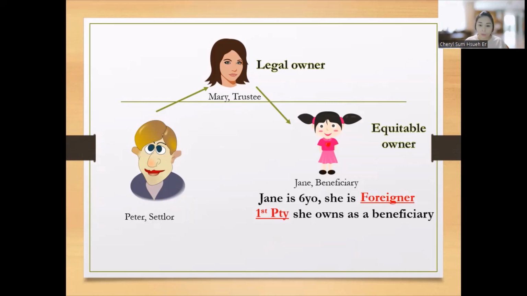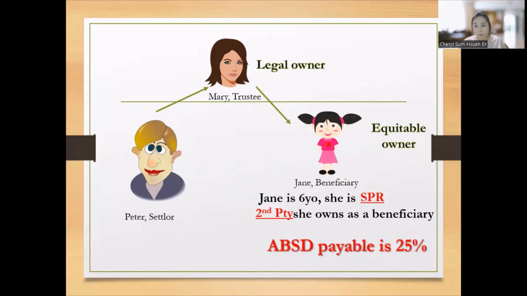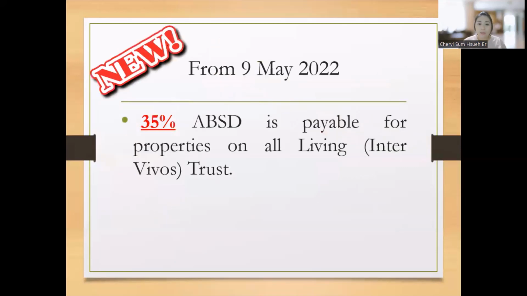Now, another example would be like this. If Jane is a 6 years old girl and she is a foreigner, and this is the first time she owns a property as a beneficiary, in this case, the ABSD payable back then was 30%. So it is straightforwardly imposed based on the profile of the beneficiary. That also means if she is an SPR, and if this is the second property she owns as a beneficiary, you're going to see that the ABSD rate payable for this trust is going to be 25%. 25% because for an SPR owning a second property, the rate is merely 25%. Now, today, what has changed?